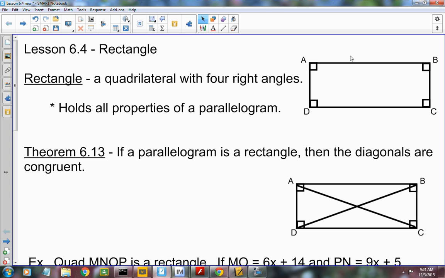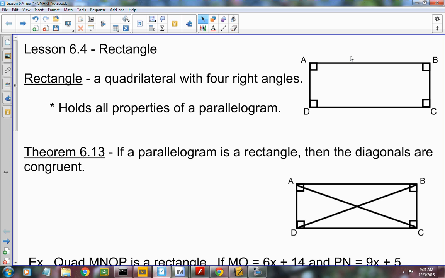Okay? And a rectangle is a quadrilateral with 4 right angles. Because it has 4 right angles, what's true about the opposite angles? They're congruent on both of them, right? And so if your opposite angles are congruent, what does that also make? A parallelogram, right? So a rectangle is a parallelogram as well, and so it holds all those properties of the parallelogram, plus it has 4 right angles.